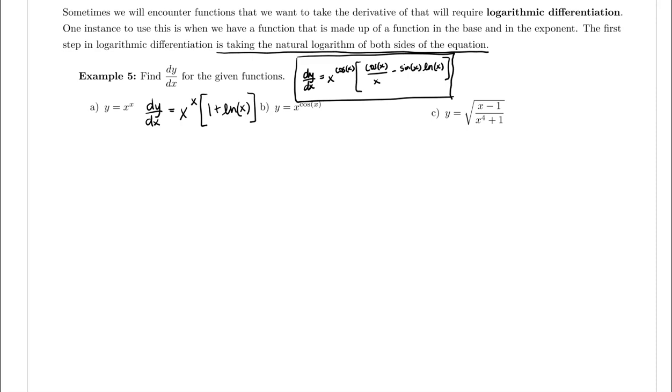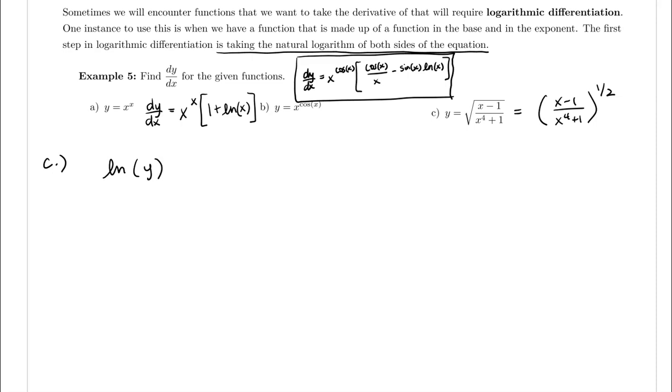All right, so looking at part C, we actually don't have to use logarithmic differentiation on this because I can rewrite this as the quantity x minus 1 over x to the 4th plus 1 to the 1/2 power, and I would need to use the power rule, and then to take the derivative of the inside, I would use the quotient rule. So I'd use power rule, chain rule, quotient rule, and that just seems like a lot. So even though we don't have to use logarithmic differentiation in part C, it's going to help us out, and let's see how that works.